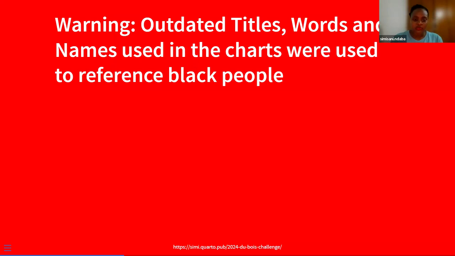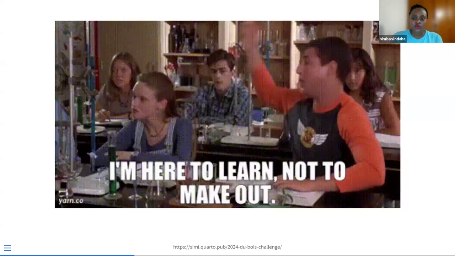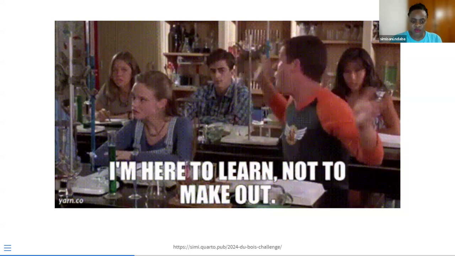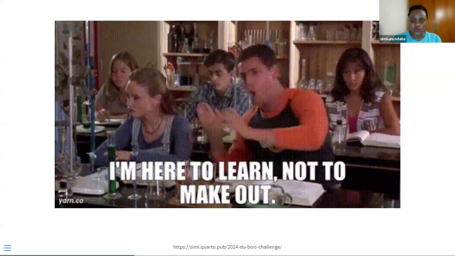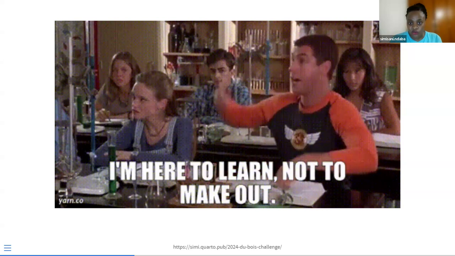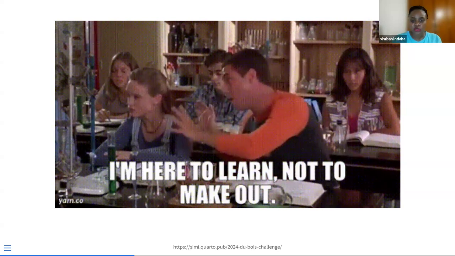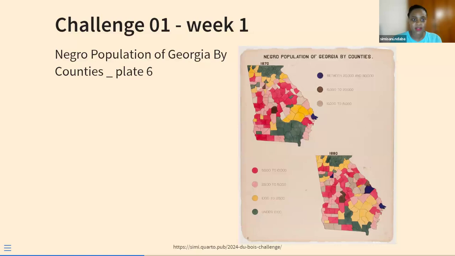The terms and references used in the charts were old-fashioned terms that they used to refer to Black people, African people. So for the sake of this workshop, for the sake of this talk, we're just going to be using the terms that he used, to stay true to his original work. So the first week of the challenge, Anthony Starks picked up this chart, which represents the Negro population of Georgia by counties.